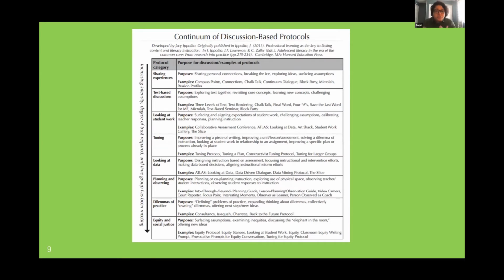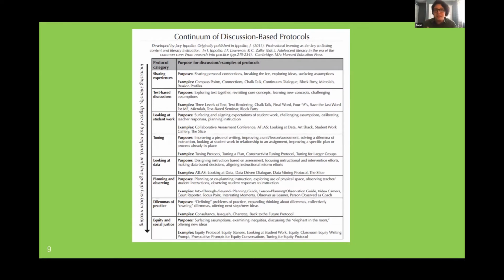So protocols are carefully crafted in order to encourage different types of conversation. So you can see here the range of the types of conversations that are available through protocols. Depending on the degree of trust in the group, have you just formed and you're just getting to know each other, or have you been meeting for a year and you really know each other well and there's a lot of trust in the group, you might choose different protocols.